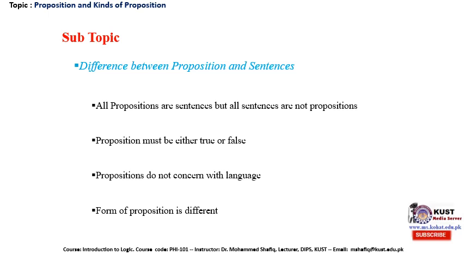While the sentences which are not propositions, for example questions or requests, can neither be true nor false. Why? Because they are not asserting or denying something. For example, if I say, what is your name? This question is neither true nor false. Similarly, if I ask you to get me a marker, it is simply neither true nor false. So propositions are always either true or false, while sentences do not necessarily have to be true or false.